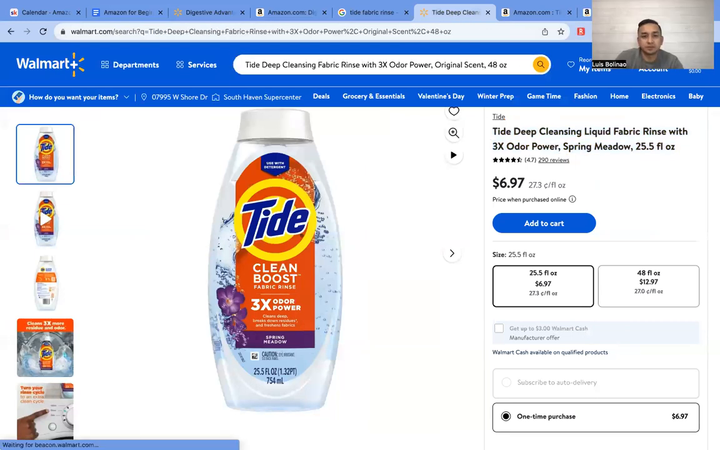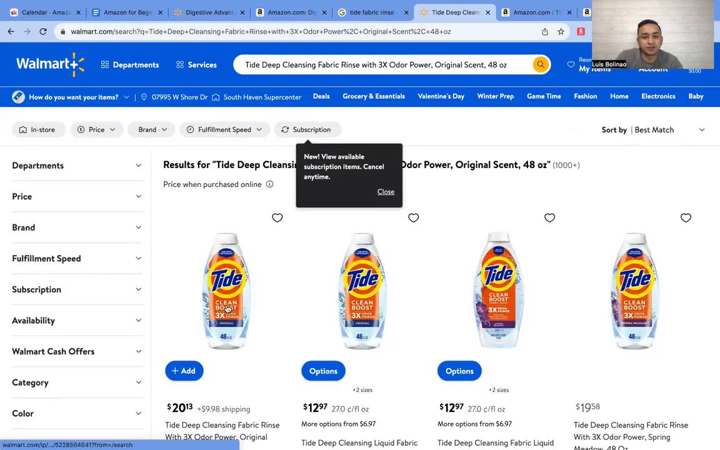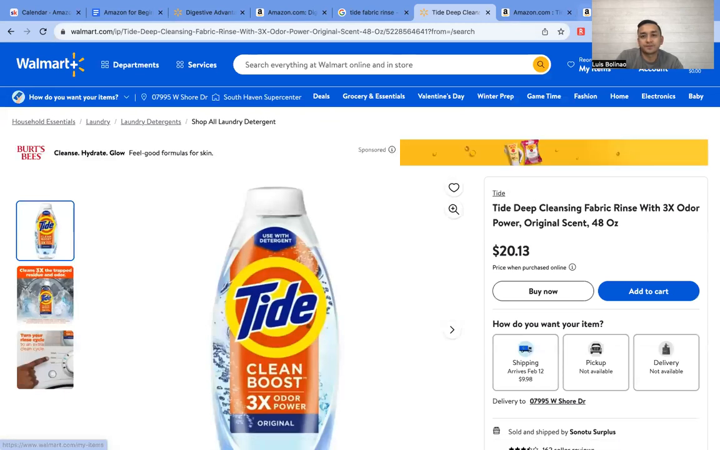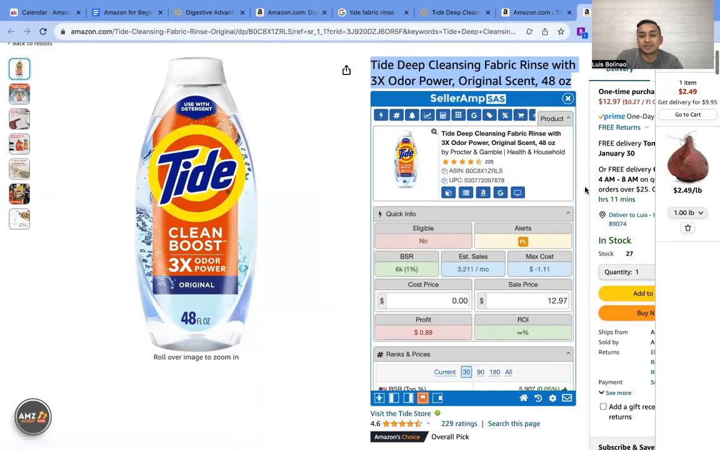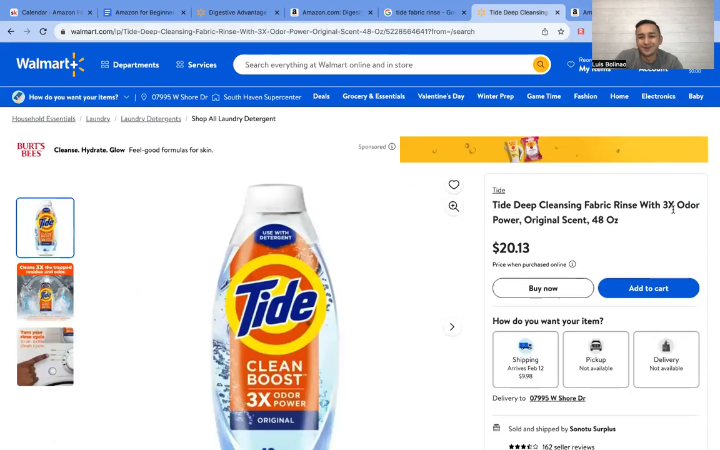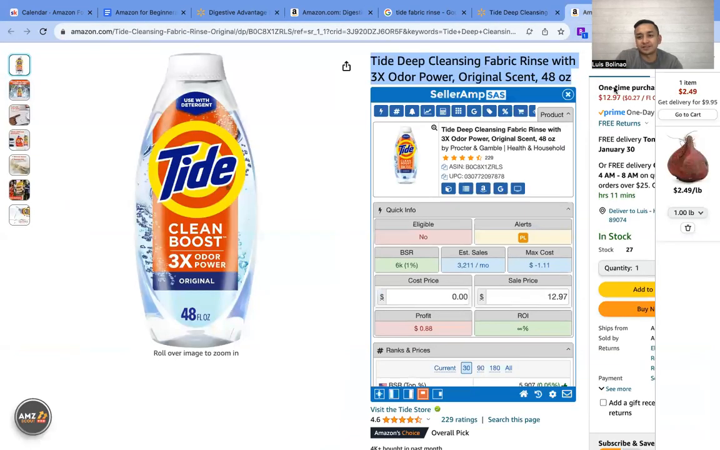So let's see. So this one, right? Well, for this instance, it's actually more expensive on Walmart. So this one's 20 bucks on Walmart, and it's about $13 on Amazon.